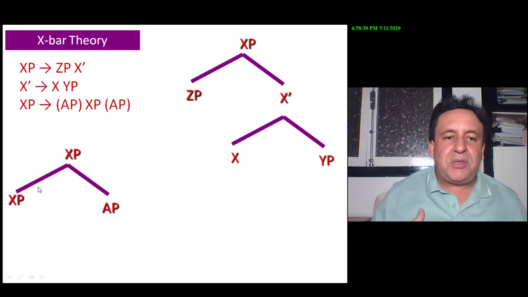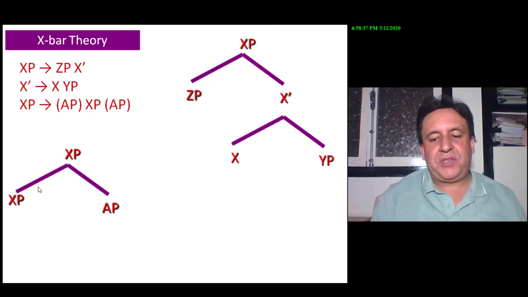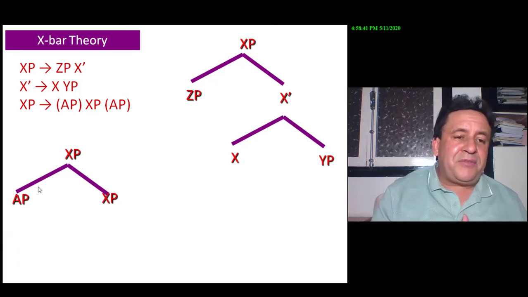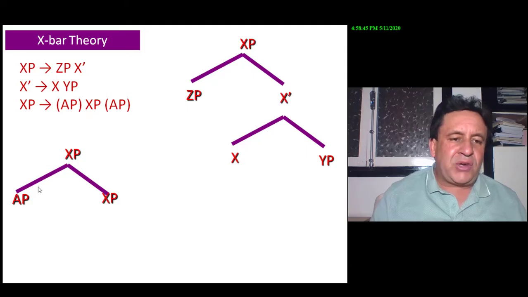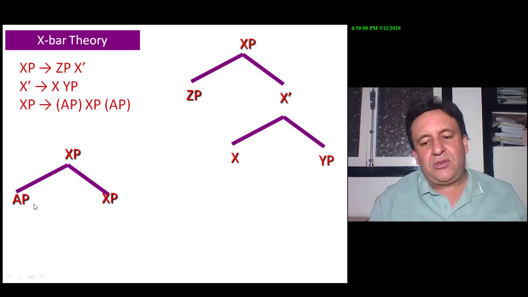If you remember my garage metaphor, it's a part of it, but it's somehow independent from it. Okay, so we can also have left adjunction as we have in this new tree diagram. In the first one we have XP, YP, but we can also have AP, XP. Again, it's XP which iterates, and the AP is left adjoined to it.